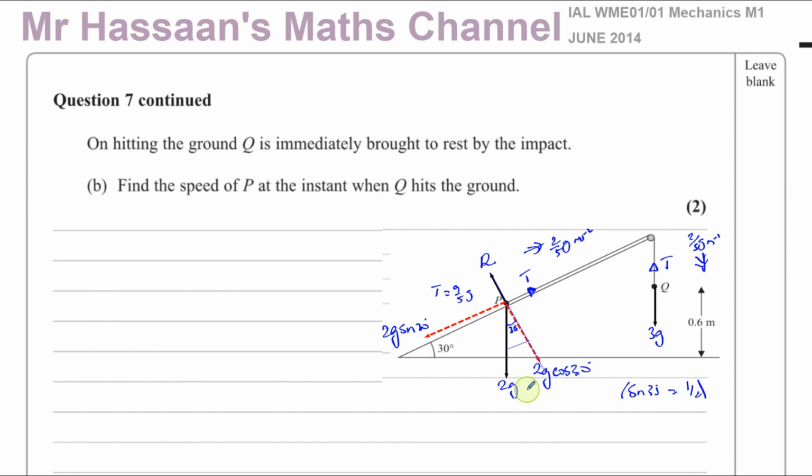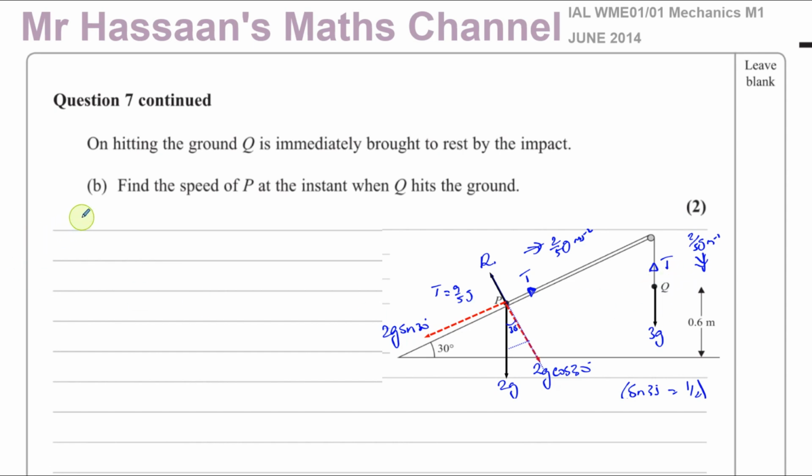Now for part B. It says, on hitting the ground, Q is immediately brought to rest by the impact. Find the speed of P at the instant when Q hits the ground. Now, this is where there's a big misconception that many students have. What they think is that we're going to consider the motion of Q.